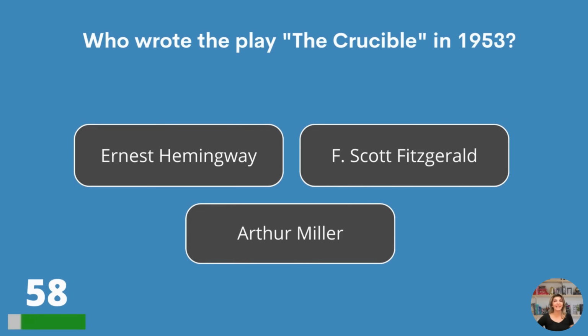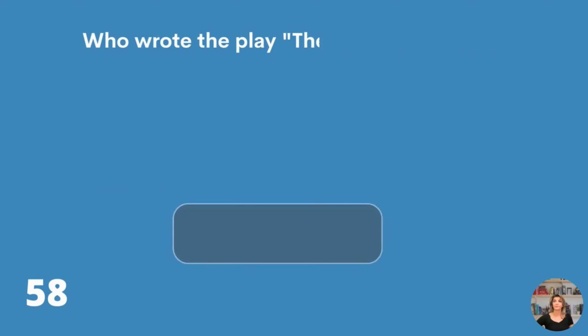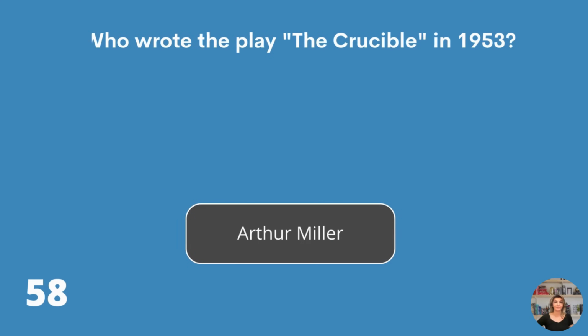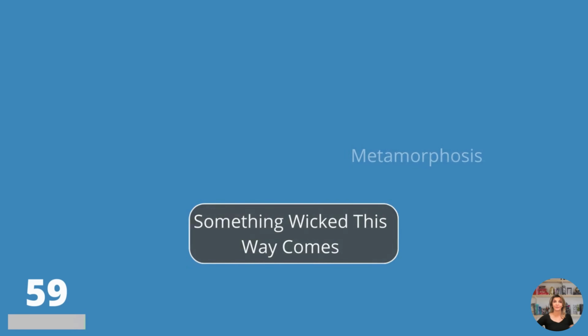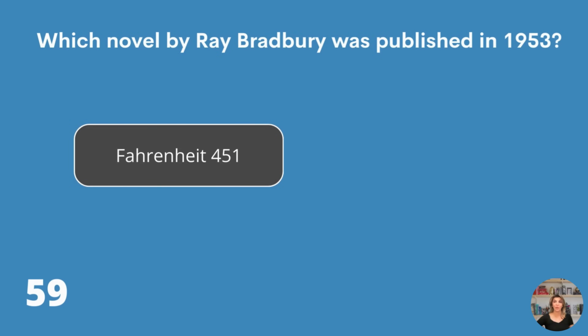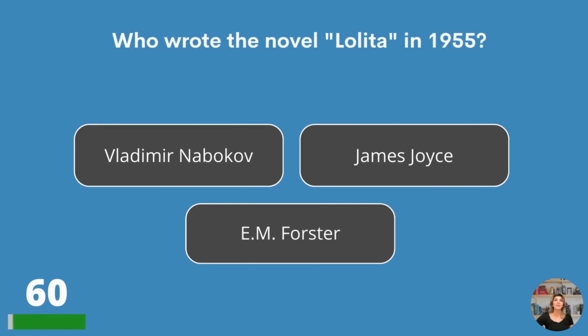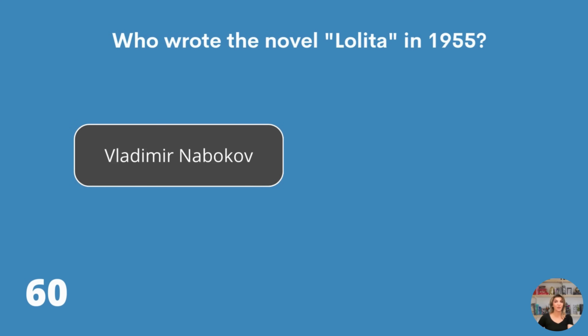Who wrote the play The Crucible in 1953? Ernest Hemingway, F. Scott Fitzgerald, or Arthur Miller? Arthur Miller. Which novel by Ray Bradbury was published in 1953? Fahrenheit 451, Metamorphosis, or Something Wicked This Way Comes? Fahrenheit 451. Who wrote the novel Lolita in 1955? Vladimir Nabokov, James Joyce, or E.M. Forster? Vladimir Nabokov.